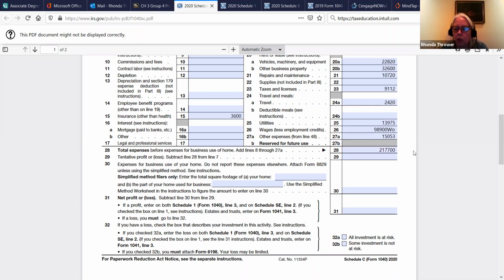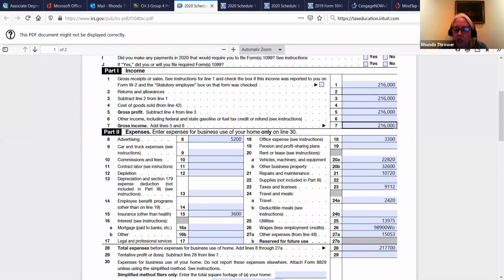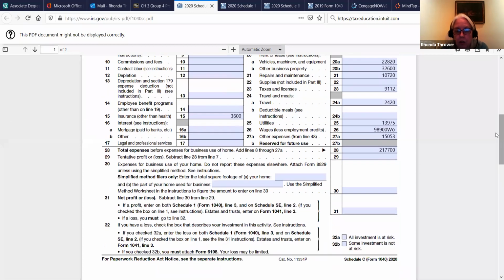So this company has a little problem, because notice their revenue was less than their expenses. So they had a loss. You're going to subtract line 28 from line 7, and it's going to come up negative 1,700. I would probably put that in parentheses so you'll know that's a negative $1,700. So this company had a loss.